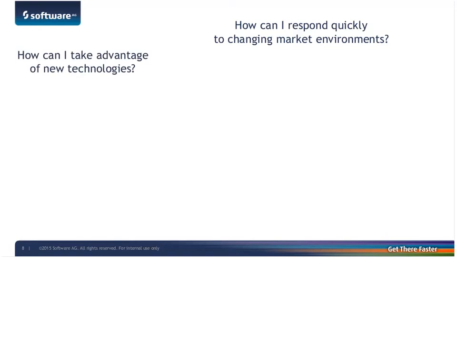The question for many organizations is, what does that mean for my business? How can I actually respond quickly to those changing market environments? How can I avoid the mistakes that companies like Polaroid or Blockbuster did? How can I take advantage of new technologies?